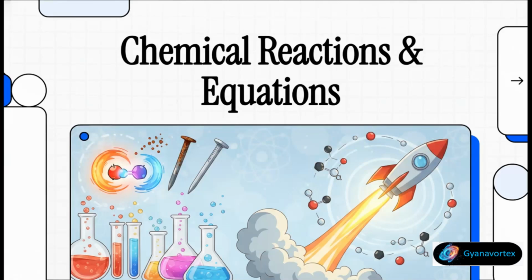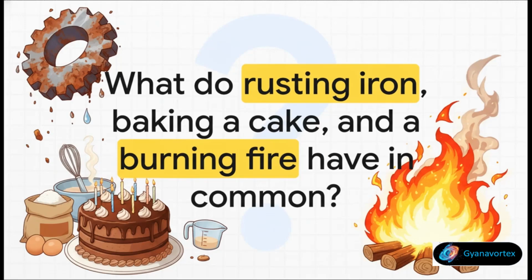Hey there, and welcome. Today, we are diving deep into what is basically the secret language of chemistry, chemical reactions and equations. This is the code that describes all the incredible transformations happening around us and even inside us, from a bike rusting outside to the food we eat becoming energy. Let's jump right in.